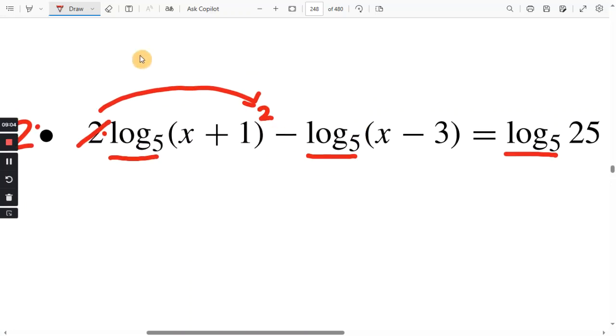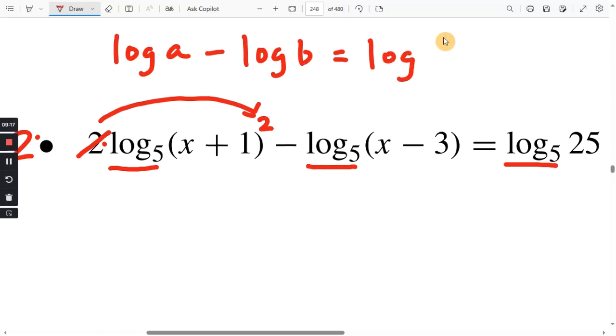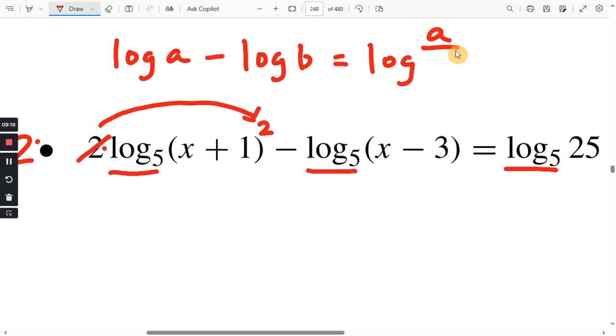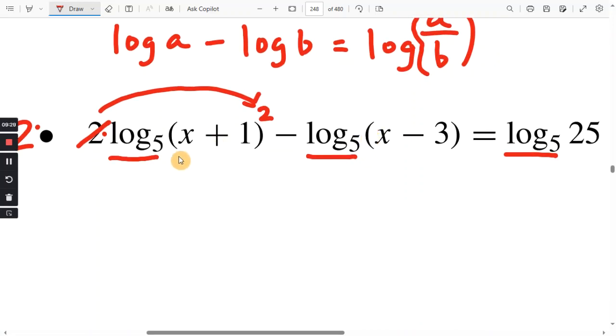Okay, and now we have a situation where we have log base 5 without a coefficient, and they are subtracted, so we can use the quotient property, and that is log of A minus log of B equals the log of A over B. All right. So that's what we're doing here. And this part right here is going to be your A. And this part right here is going to be your B.